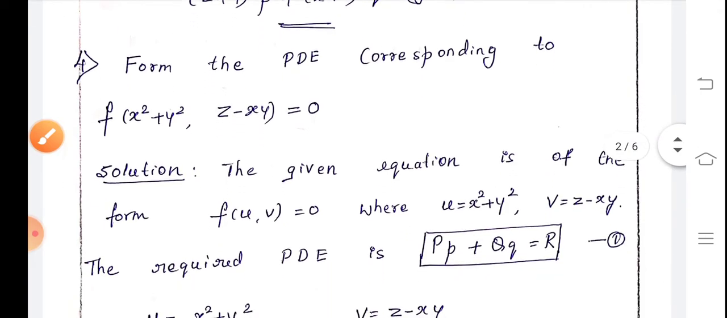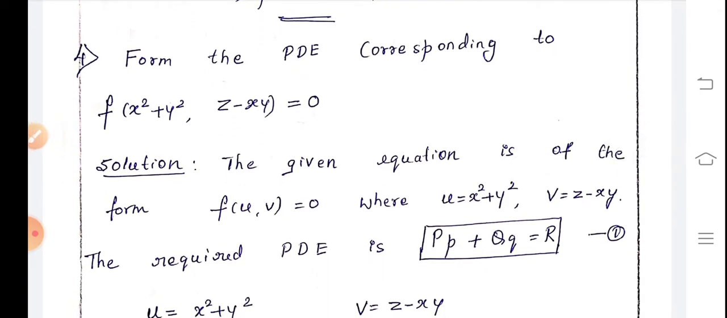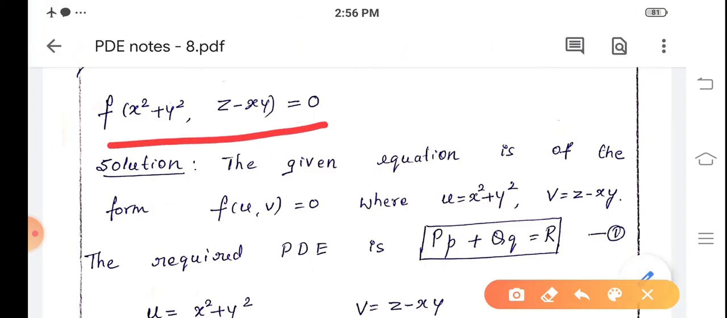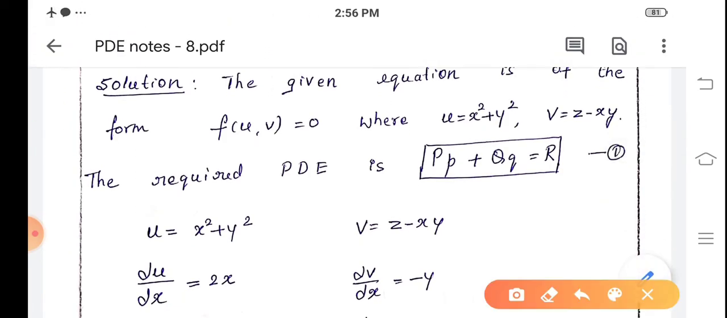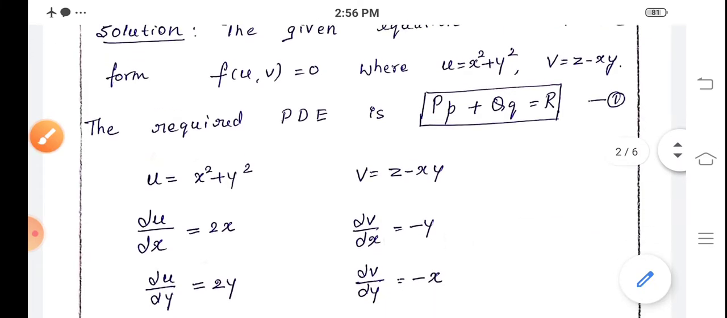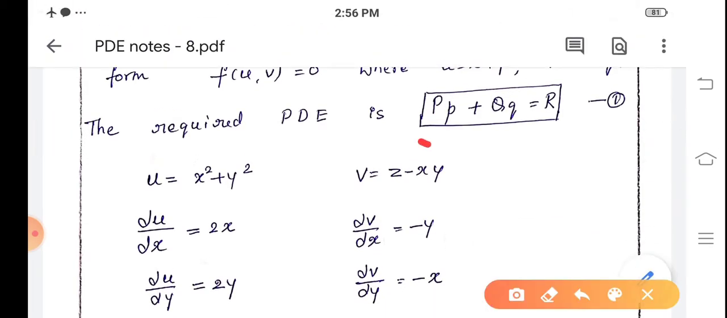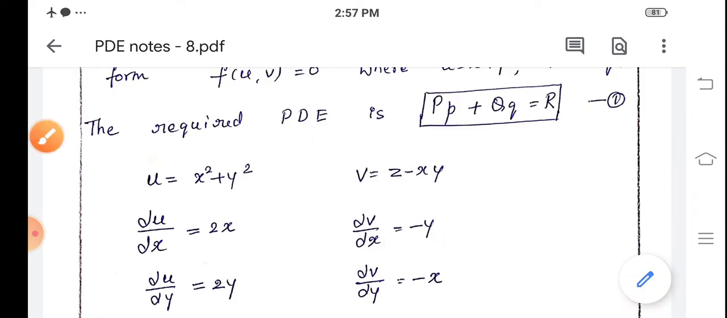We will work out the next question. Question number 4. Form the partial differential equation corresponding to f of x square plus y square, z minus xy equal to 0. Here, the given relation is of the form f of u, v equal to 0, where we write u is equal to x square plus y square and v is equal to z minus xy. The required partial differential equation is Pp plus Qq equal to R.